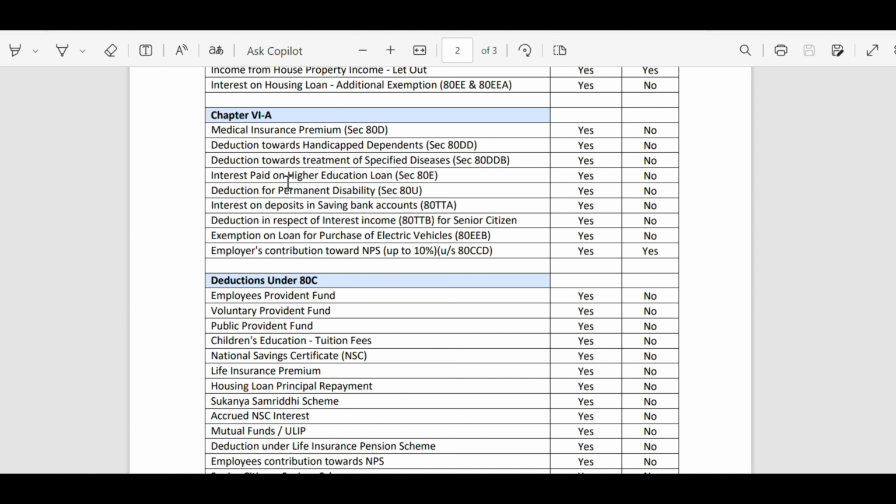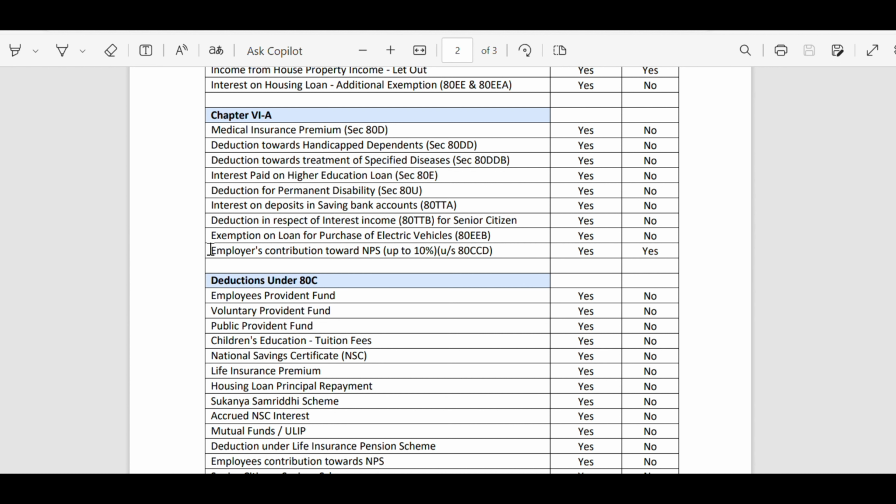Interest paid on education loan: few people will have to take an education loan and they'll start repaying after they get a job. The interest which is paid on the education loan, I'm telling it again, it's not the principal part of the education loan. It is the interest part of the education loan which is tax exempted always. So this is about this Chapter 6A.